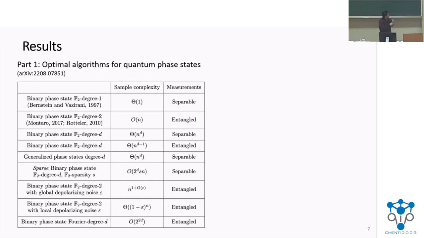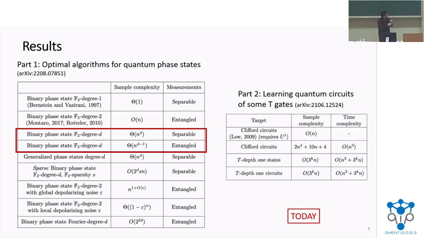In fact, we can also look at generalized phase states, where instead of having a real minus one, we can look at complex phases. These are produced by diagonal unitaries of the Clifford hierarchy, and we can also learn these with polynomial sample complexity. But for this talk, I'll just focus on the binary phase states case. And in the second part, I'll look at learning T-depth one states and T-depth one circuits.